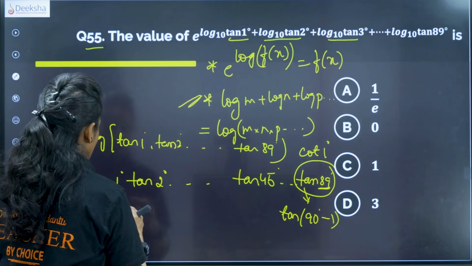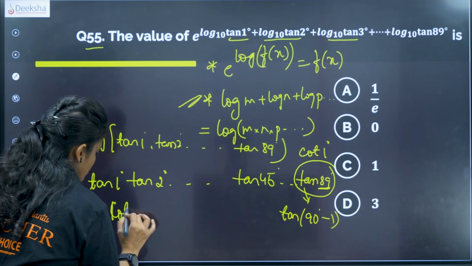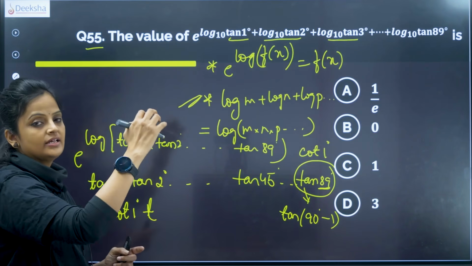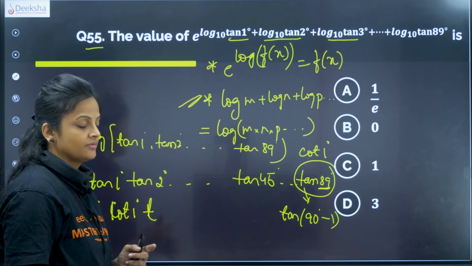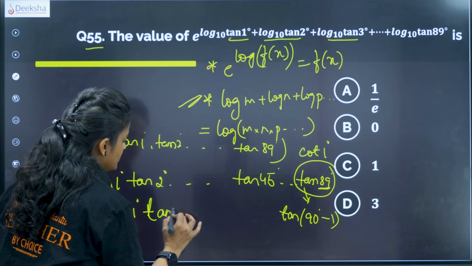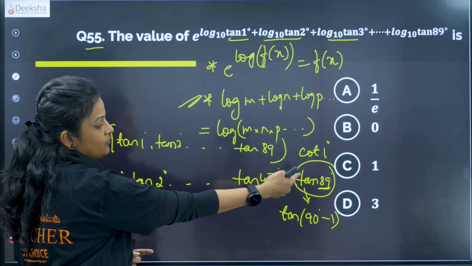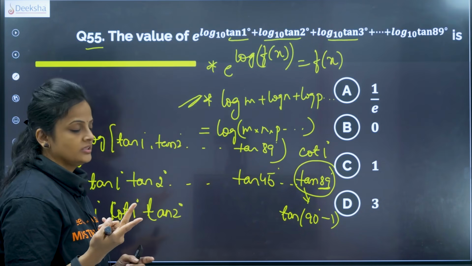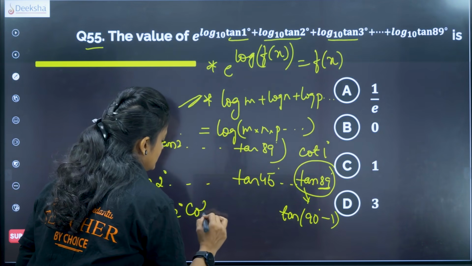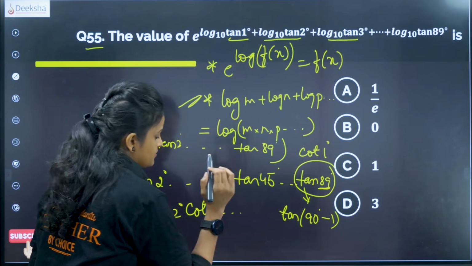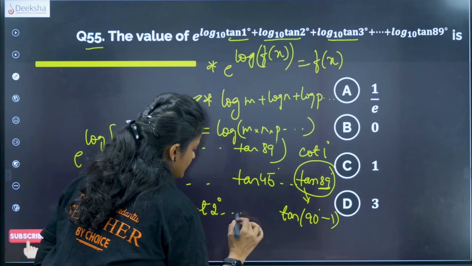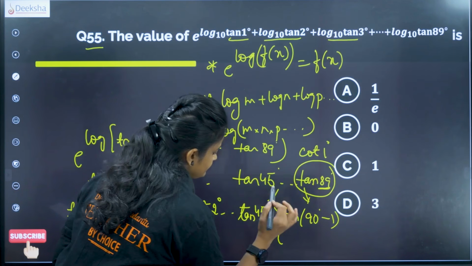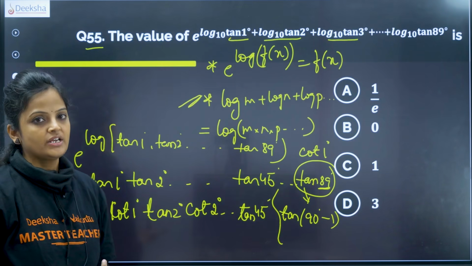So write that together, cot 1 degree. Just like this I can do it for 2 degree, 3 degree and all the angles, right? So tan 2 degree and tan of 88 will be there, 88 is 90 minus 2. Like that all the terms will be multiplied and only one term will be left out, which is tan 45. Anyway, tan 45 is 1.